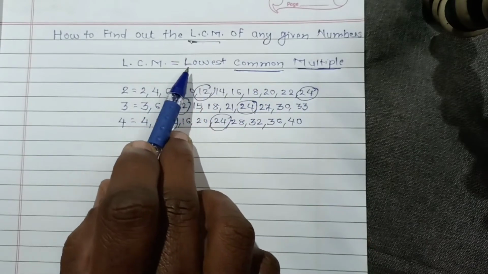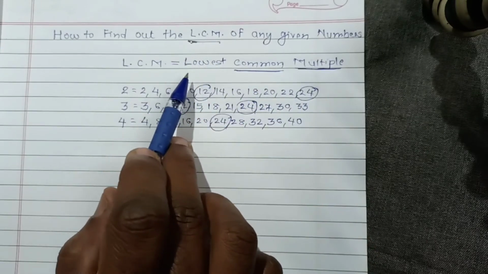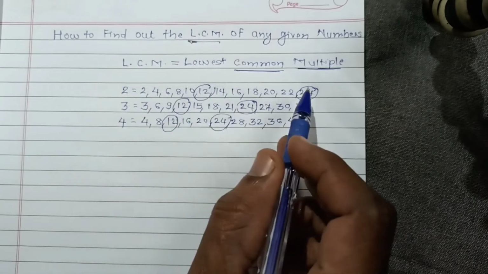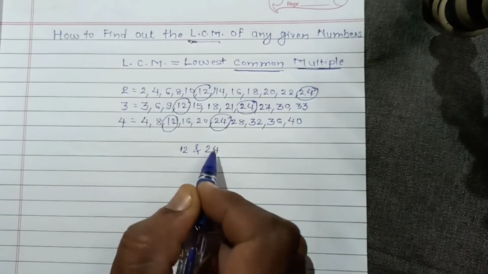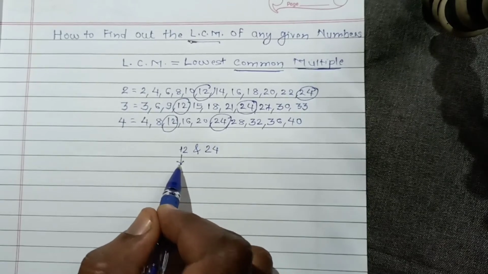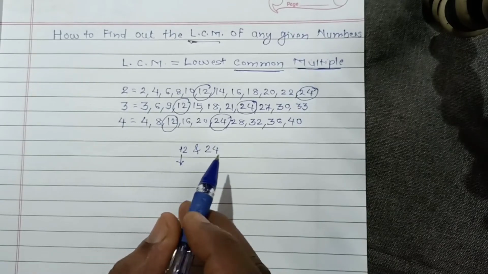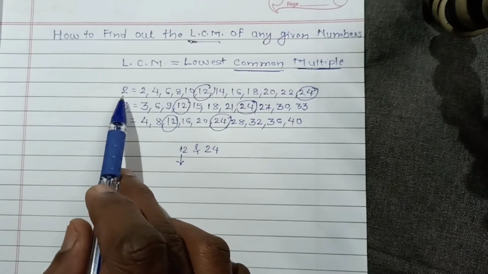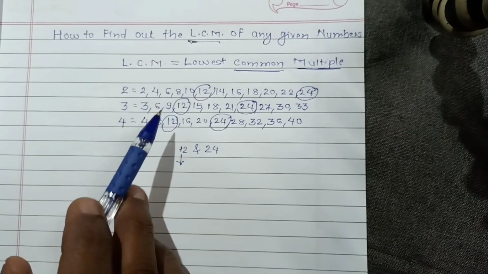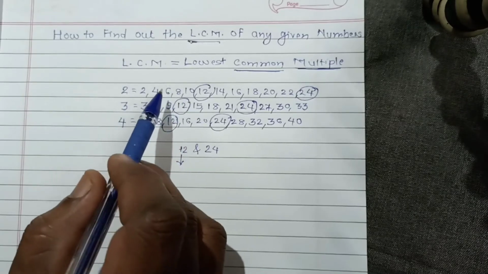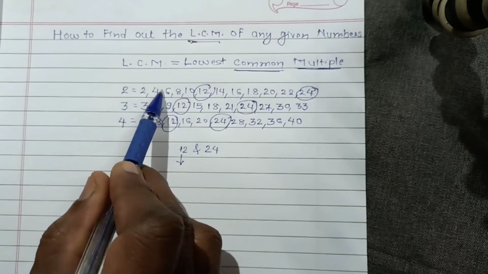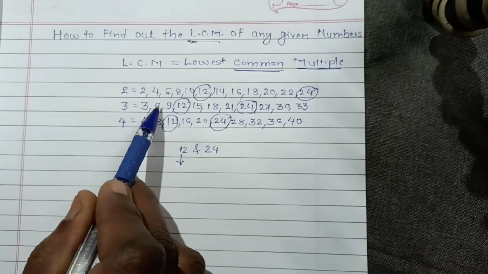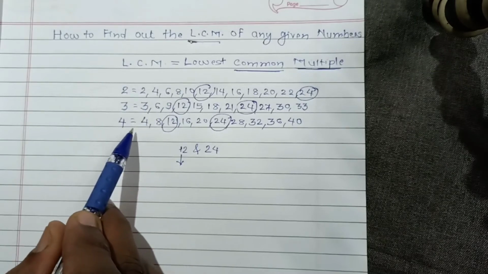Now let us take the next word, that is lowest. Among this 12 and 24, which is lowest? 12. So 12 is the lowest common multiple of these 2, 3 and 4. Before 12 there is no common multiple here. So 6 is available in 2, 6 is also available in 3, but 6 is not available in 4.